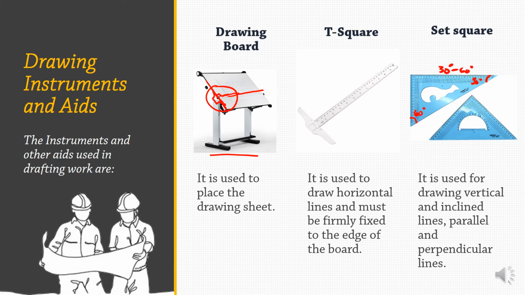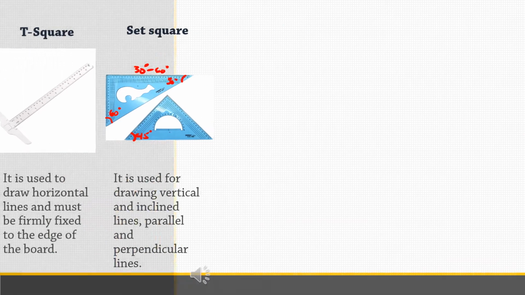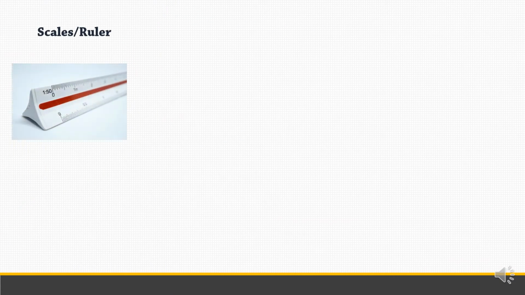And this one is the 45 degrees set square. So it's just like a ruler. There are calibrations on both sides, so you can inscribe vertical, inclined, and perpendicular and parallel lines. Now next, scales or rulers.